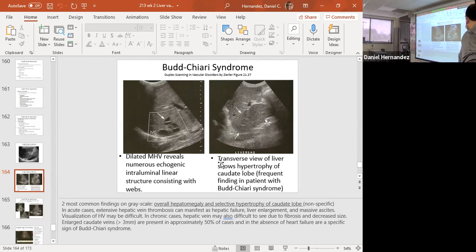In chronic cases, hepatic veins may also be difficult to see due to fibrosis and decrease in size. Enlarged caudate veins are present in approximately 50% of cases, and in the absence of heart failure are a specific sign of Budd-Chiari. So this is a picture over here with our left lobe of the liver showing a very enlarged caudate lobe.